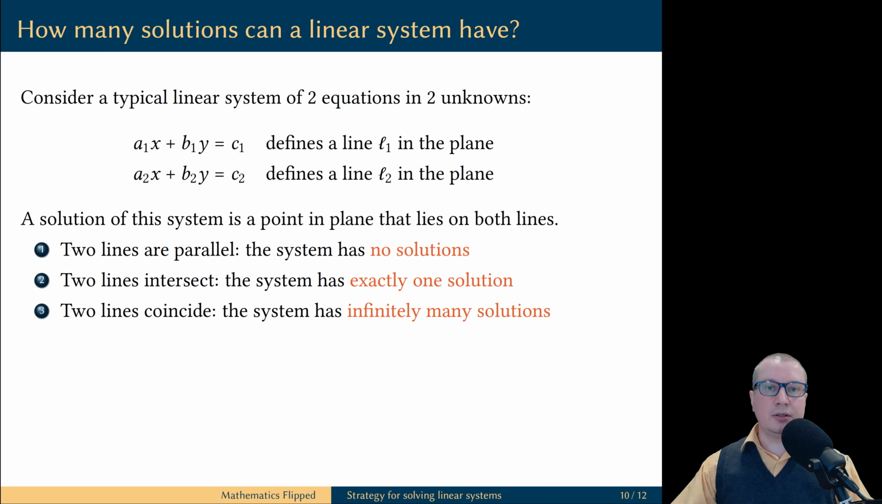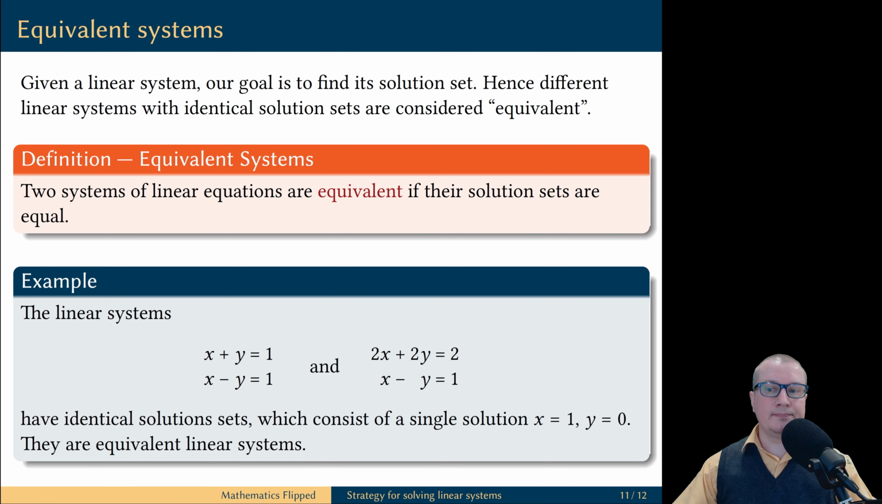Here's an example. We have two linear systems, and both of these linear systems have the same solution set. It consists of a single unique solution, x equals 1, y equals 0. So we will call these two linear systems equivalent, even though they may look different, but in the end, they reduce to the same solution set.